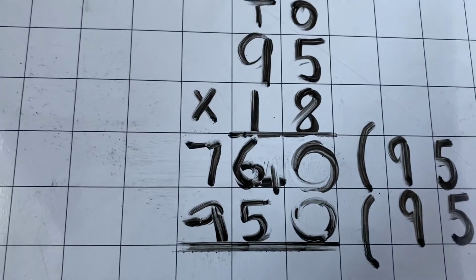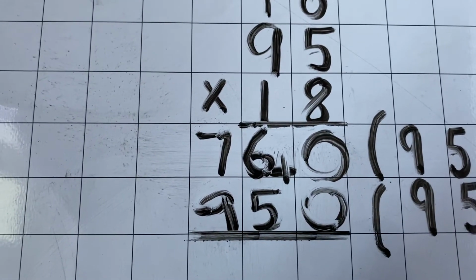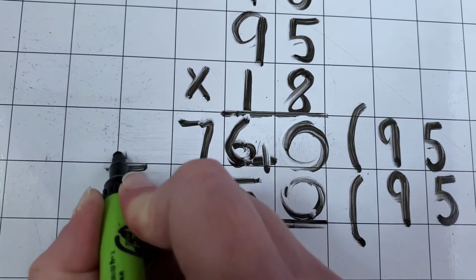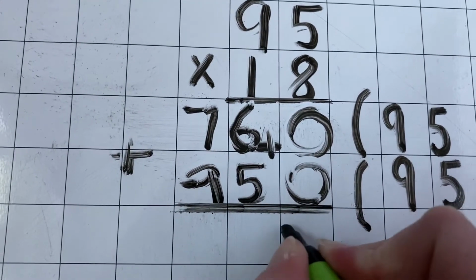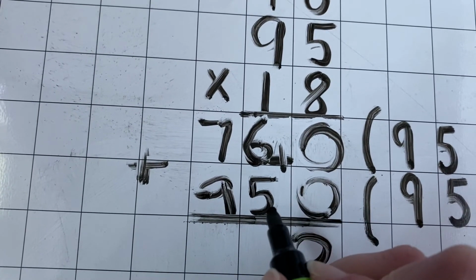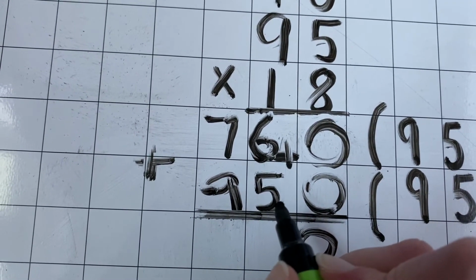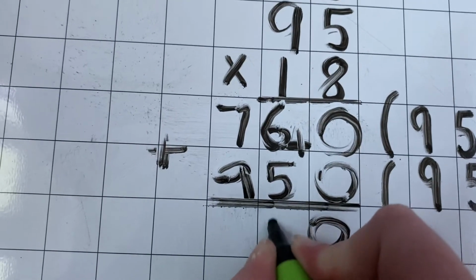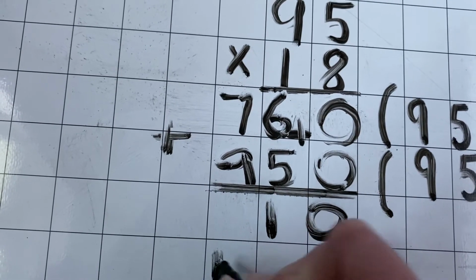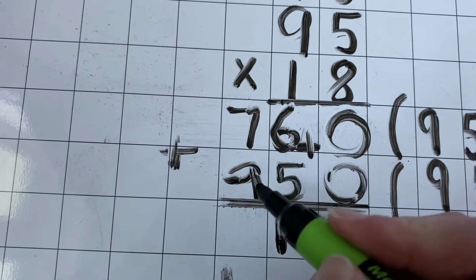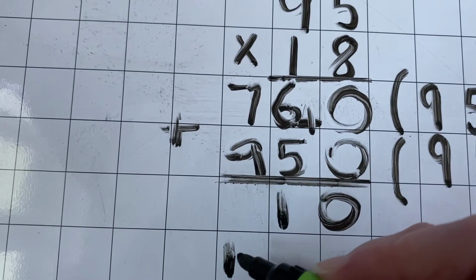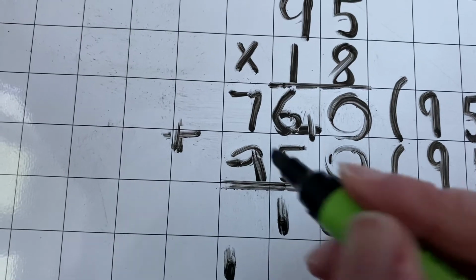Finally, we need to add these up to find the total answer. So 0 add 0 is 0. 60 add 50 is 110. Therefore, I put my 10 and I exchange my 100. 700 add 900 is 1600. Add the 100 makes 1700.